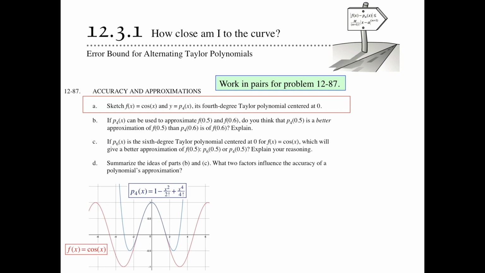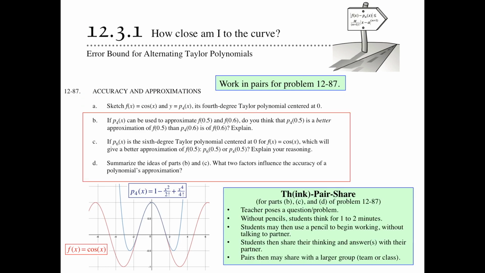And what we'll do is, for parts B, C, and D, we can use a think, pair, share. This will keep the entire class working on the same part of the problem at the same time, and will give you an opportunity to summarize as necessary. So you might want to not allow students to open their books at all for this entire problem, problem 12-87, and read each part to them or project it as it comes.